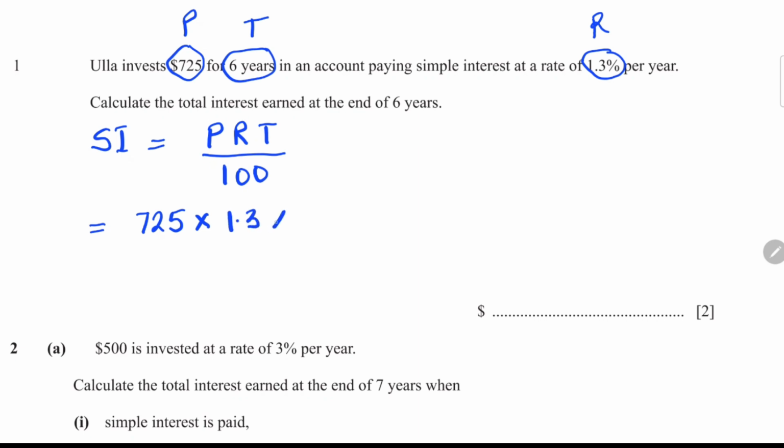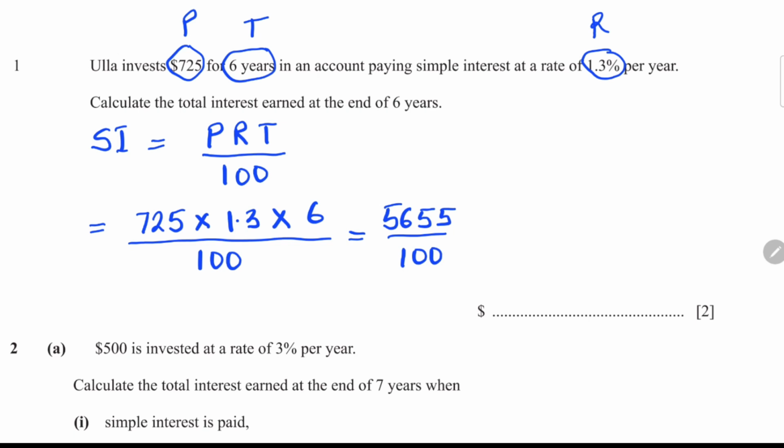1.3% multiplied by our time, giving us 6 years, everything divided by 100. When you punch this on your calculator, your numerator is going to turn out to be 5,655 over 100.